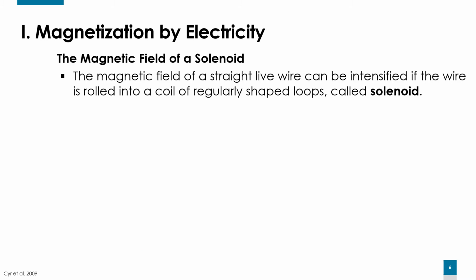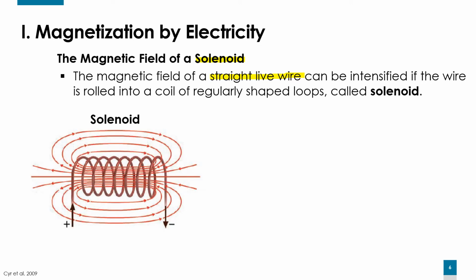Now, they improve this performance by creating a solenoid. A solenoid is a straight live wire that identifies the magnetic field. Okay, so I'm going to show you here. Instead of having just one straight wire, what they do is put all the wires in a loop like that. And when I do this, I intensify the magnetic field that I create. So the solenoid is used for a lot of purposes because it greatly increases the magnetic field that's created.